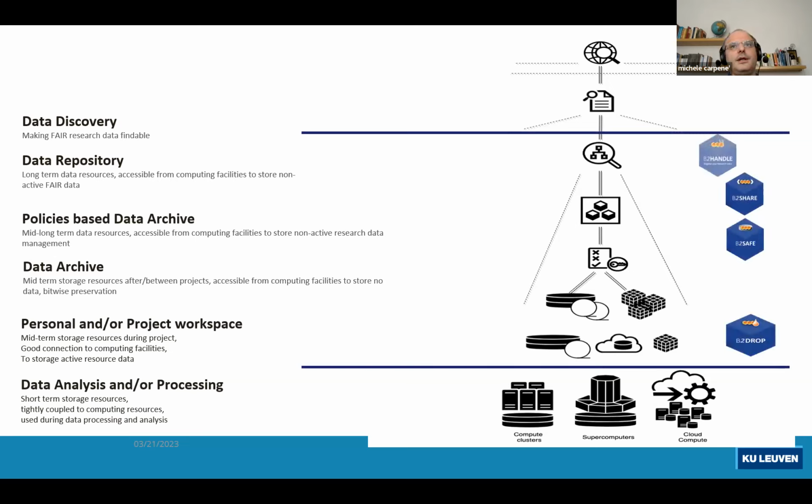Okay, so here is just a slide that shows how the single services map on the various levels of the architecture of the schema. In particular, B2Safe provides replication and long-term archiving and long-term preservation for the data, and it interacts directly with B2Handle in order to retrieve the PID and associate the PID to the data object.